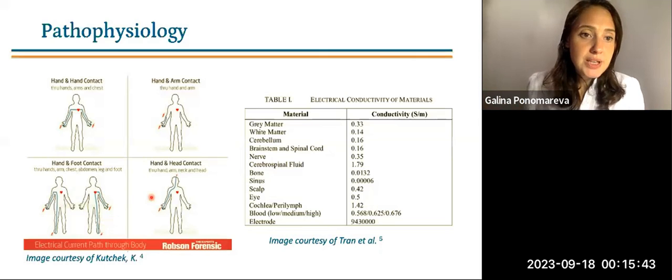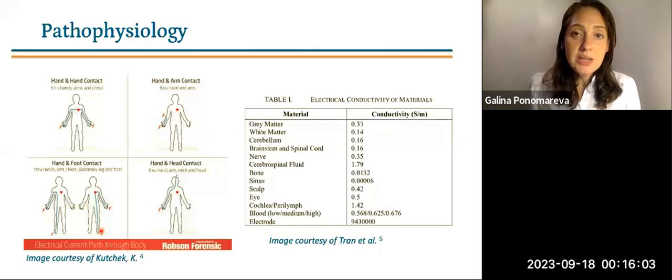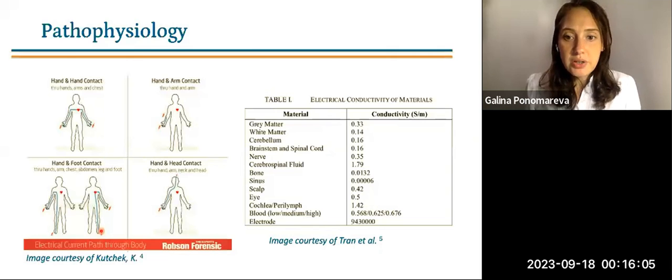The common pathways through the body are hand to hand, illustrated here, hand to foot, illustrated here, and head to foot, which is not illustrated. There is an idea that the type of pathway will determine the clinical pattern of consequences and presentation that a patient will present with as a result of electrical injury.